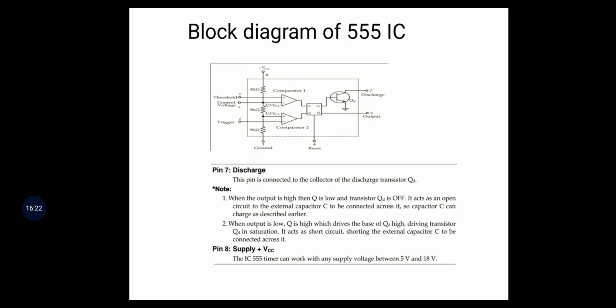When the output is low, Q is high, which drives the base of QD high, driving transistor QD into saturation. It acts as a short circuit, shorting the external capacitor C connected across it.